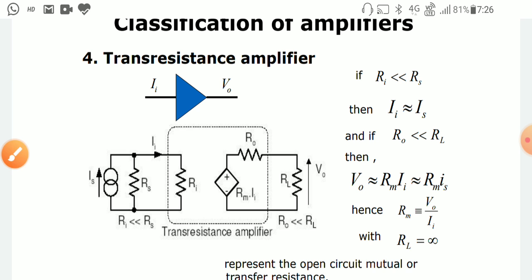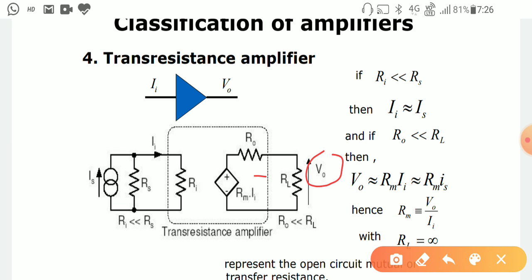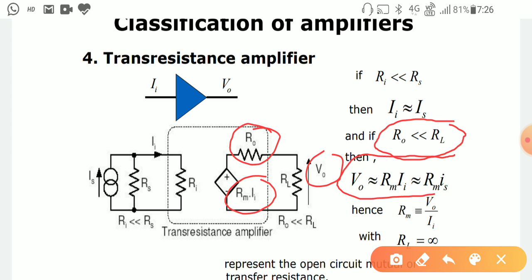So the maximum voltage will be at the output side, that is V0 is equal to Rm into Ii. When will it occur? When the voltage drop at R0 tends to 0. So this condition is maintained when R0 is very less than the value of RL. So this is the output side condition. If you maintain this one, that time the ultimate equation for the representation of V0 will be RmIi, or it is equal to Rm of Is.